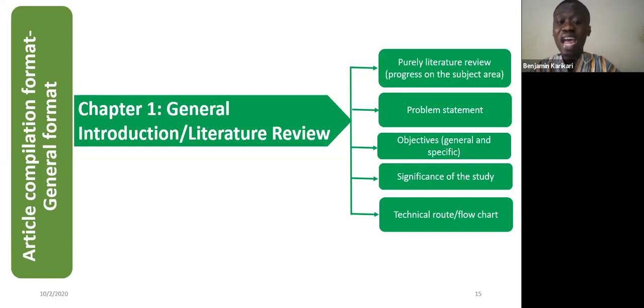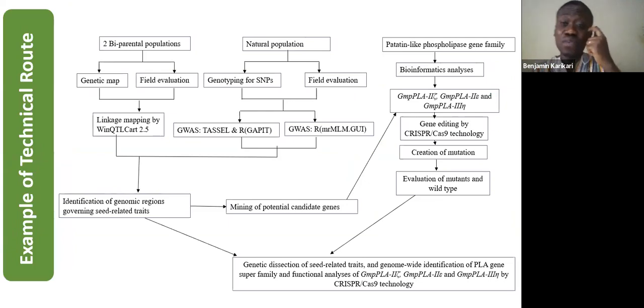This is a pictorial presentation of the things that you intend doing. What are the connections among the objectives in helping you achieve the general objective? So we should also pay attention to the technical route. The Chinese professors are highly, highly interested in the technical route. This is a classical example of my technical route for my PhD thesis. You can see I embarked on 3 thematic research areas. That is linkage mapping, association mapping, and bioinformatics, including gene functional validation.